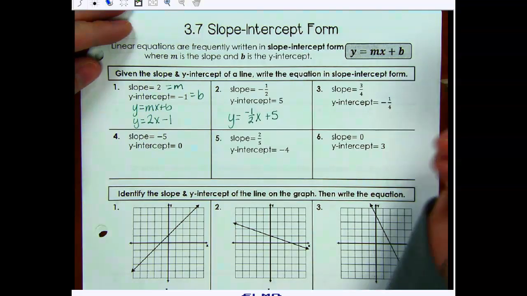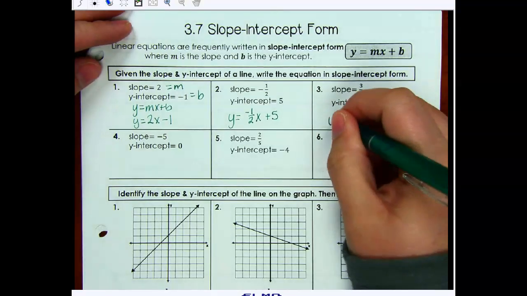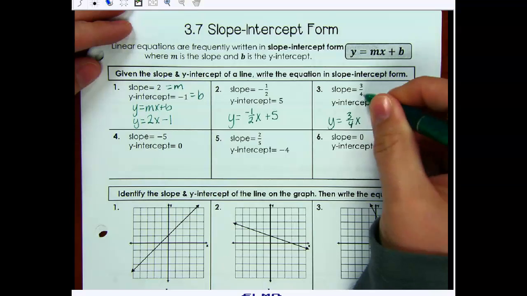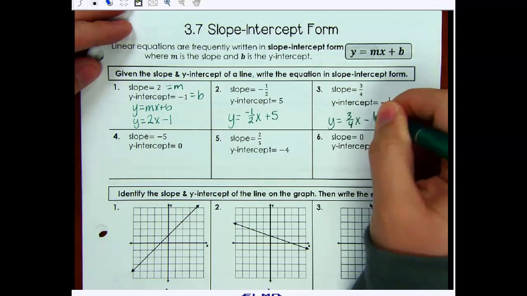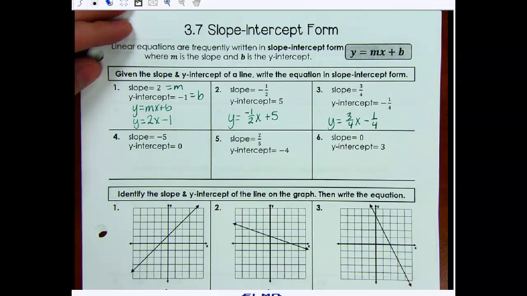Alright. You can also have a fraction for your y-intercept. That's okay. You're not going to treat it any differently. You're still going to just substitute 3/4 in for m, so that goes in front of the x, and then you'll have minus 1/4 for b. So you'll just substitute it in. You don't have to change anything. If you have the slope and the y-intercept, you just plug it into the problem.